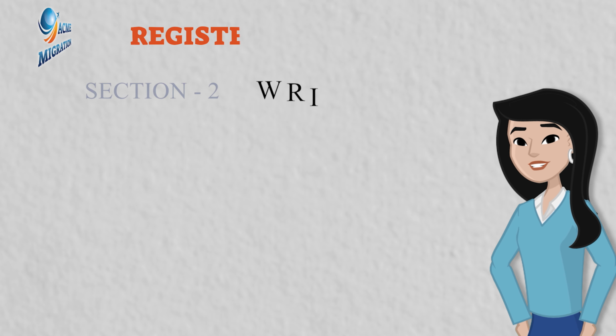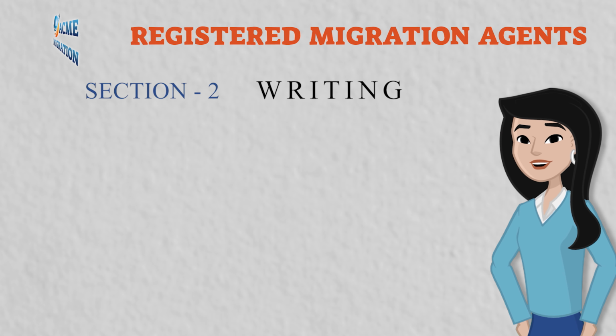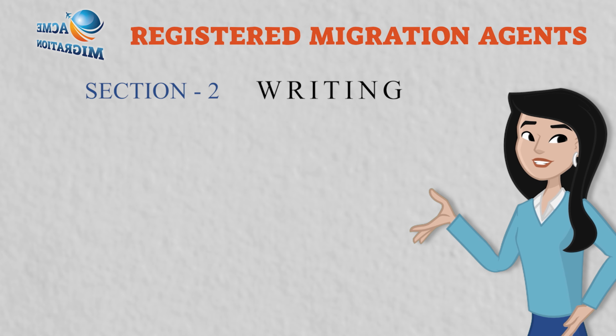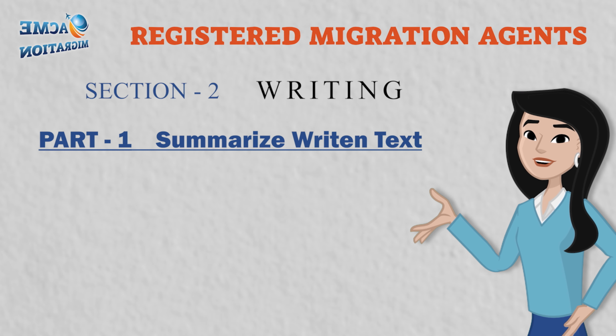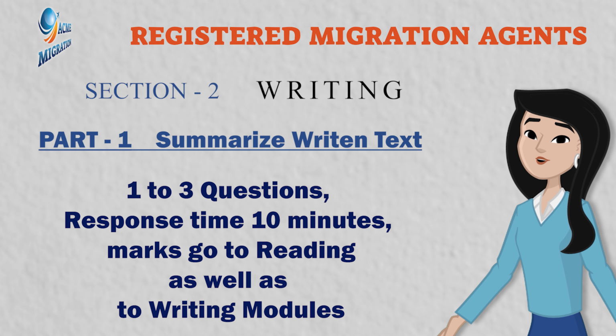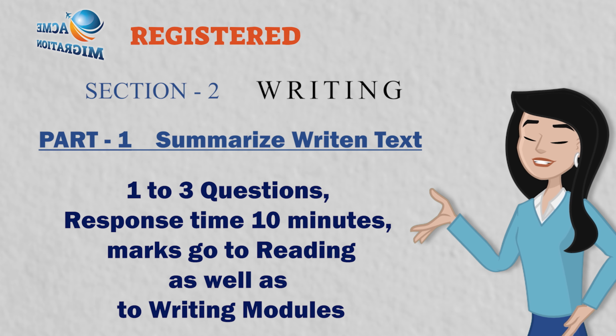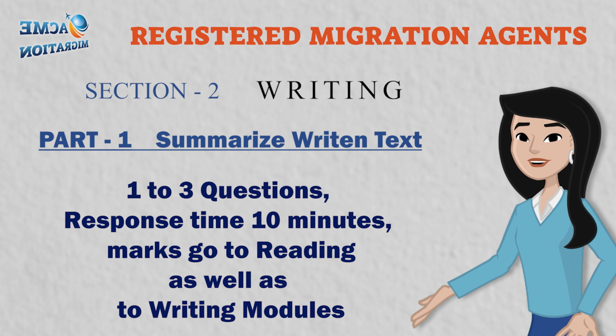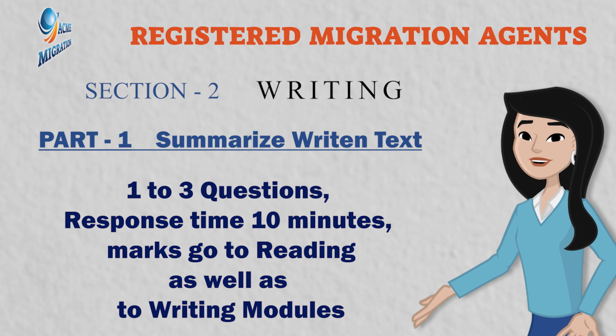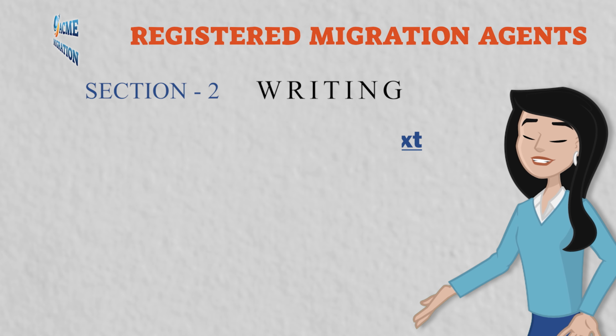Now let's talk about the second section of the PTE test format, which is writing. This section has 2 parts. The first part is about summarizing a written text. You might get 1 to 3 questions here, each giving you a paragraph. You need to shorten this paragraph into a summary of 50 to 70 words. You have 10 minutes to do this, and your scores will contribute to both your reading and writing skills.